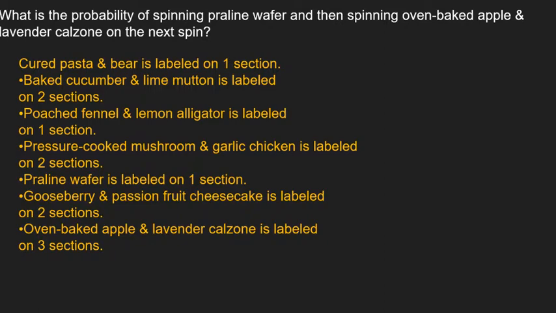Next, what is the probability of spinning a praline wafer and then spinning an oven-baked apple and lavender calzone on the next spin? All right, praline wafer, here it is, it's labeled on one section. So the probability of the praline wafer is one section out of 12. So there's a 1 in 12 chance of getting that. They want to know the probability of getting the wafer and then the calzone, which is here. So the probability of C, the calzone, is 3 out of 12. I'm going to simplify that, because maybe it will make it easier.